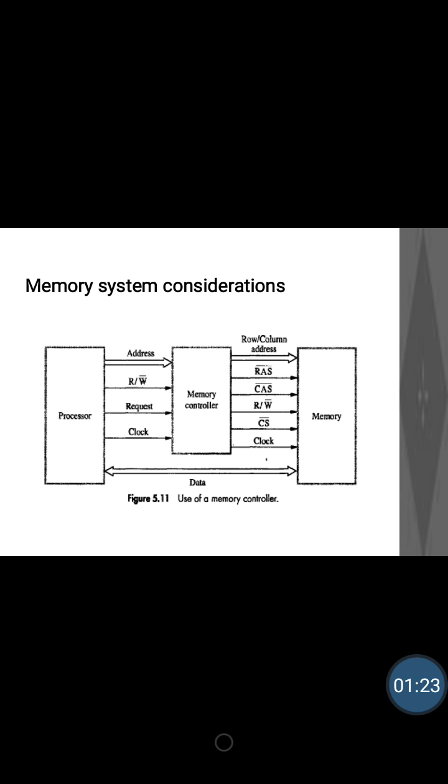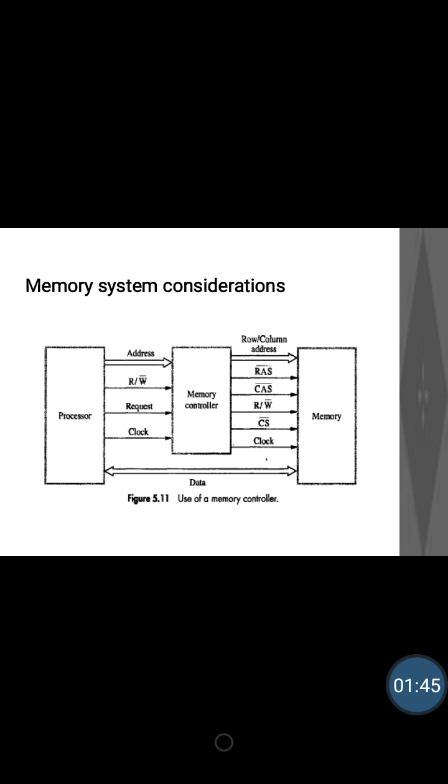So here the address will mainly be divided into two parts. Actually what happens is the processor will be sending the address. As you can see in the block diagram, the processor sends the address and this address is divided into two sets of address bits. One is the higher order address bits and the other is the low order address bits.